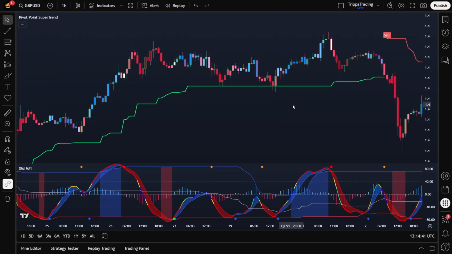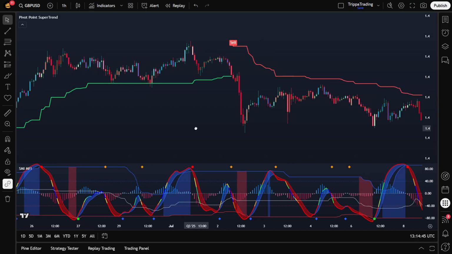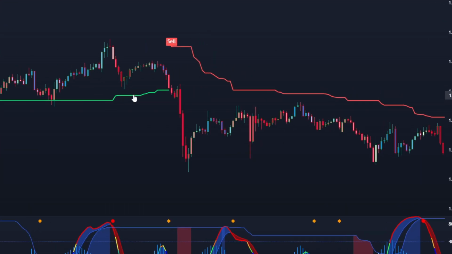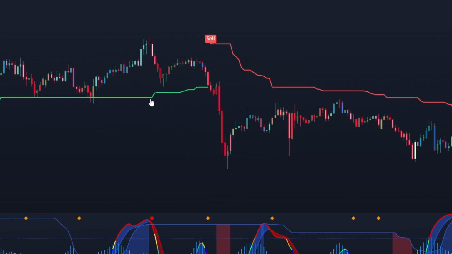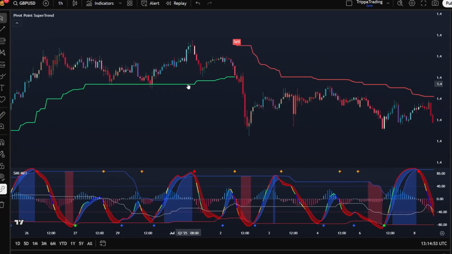Add that to your chart as well. Now, we're not using this for entry signals, just for trend confirmation. If the super trend is red, we only look for sell trades. If it's green, we only take buy trades. This avoids a lot of false entries.